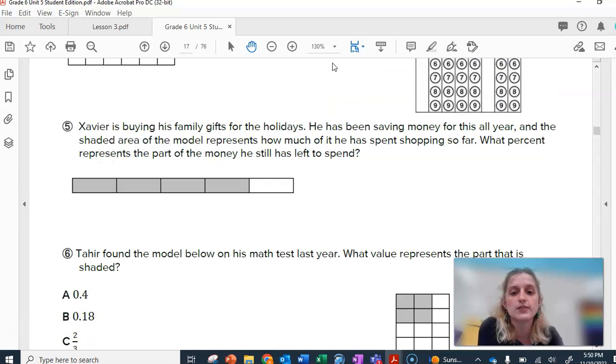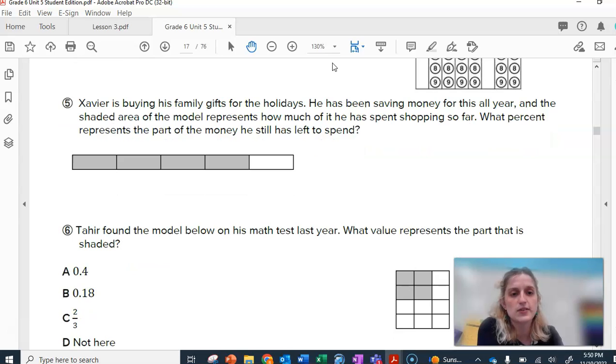Xavier's buying his family gifts for the holidays. He's been saving money all year, and the shaded area represents how much he has spent so far. What percent represents what he still has left to spend? For close reading on all these questions, you can't just assume it must be the gray that she wants to know about.